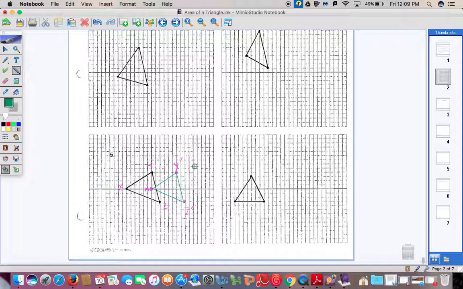Now if we look at this, we've got to choose our base. And I don't have a vertical or a horizontal line, and so I want to choose the side that's across from my origin. So my origin is right here at X prime, and so the segment that's across from my origin is going to be right here, Y prime, Z prime. So this distance here is going to be my base. Okay, so if that's my base, I can start working this problem.